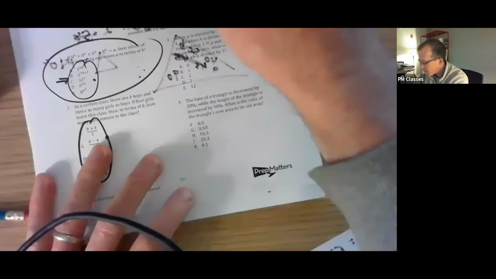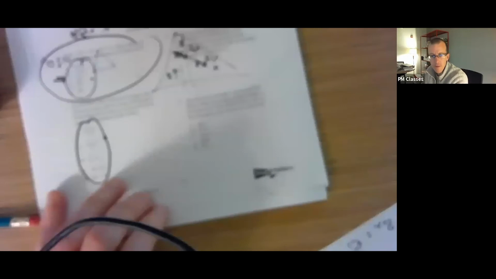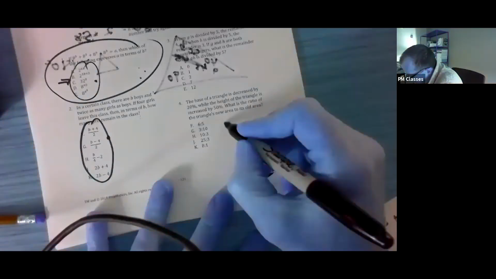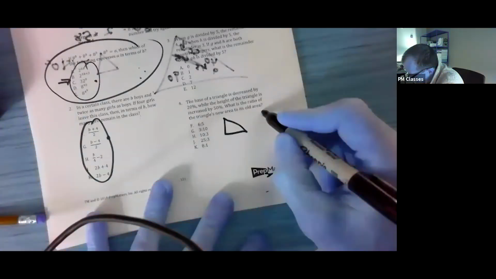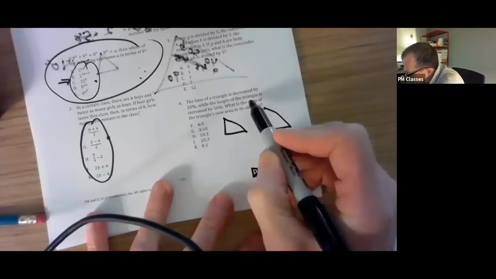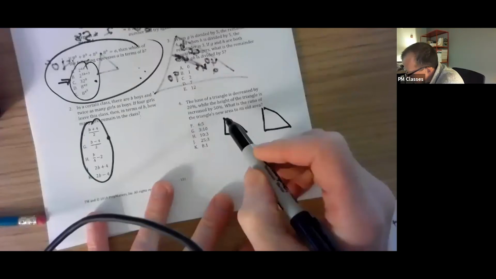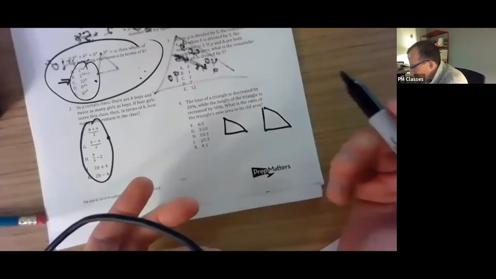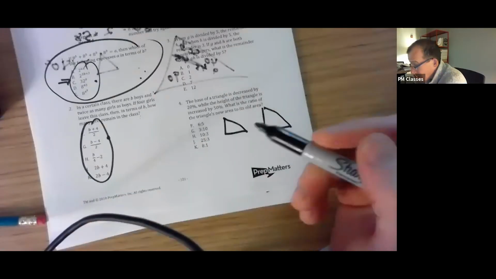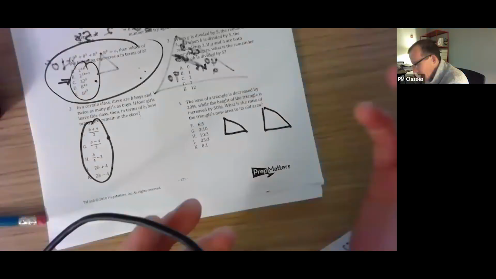And here's a good example. Let you read number 4 for 1 second, and we'll walk through this together. Okay, so we have a triangle. That's exciting. We have another triangle. That's exciting. The base of a triangle is decreased by 20%. Well, I don't know about you. Most people don't love fractions, don't love percentages. Most people find arithmetic, particularly if you can use a calculator, a little bit easier than some other math.